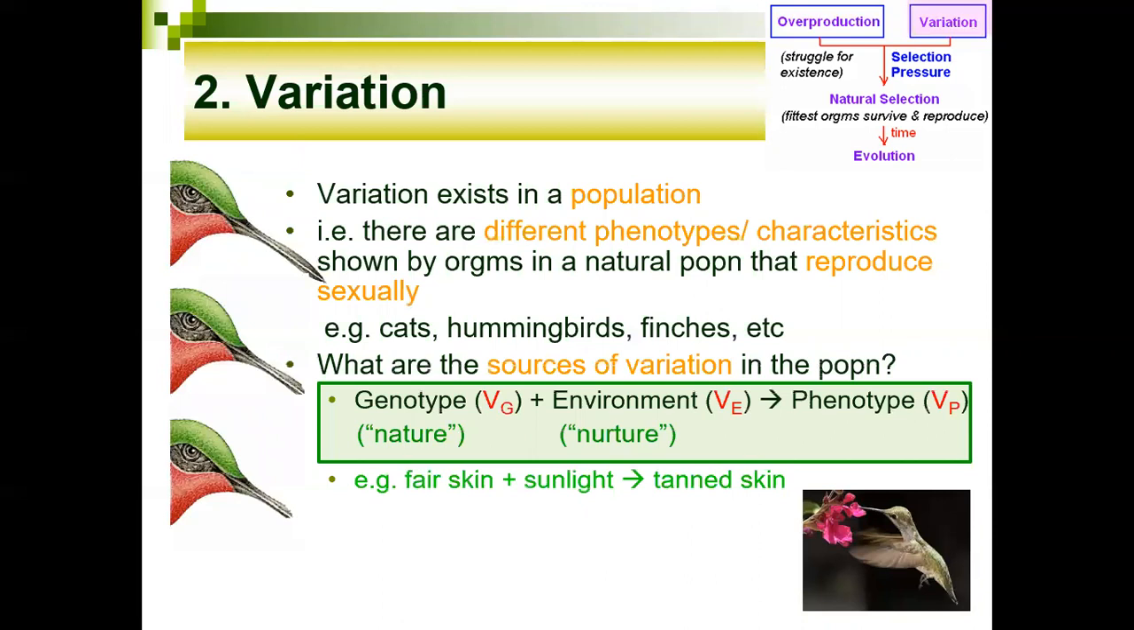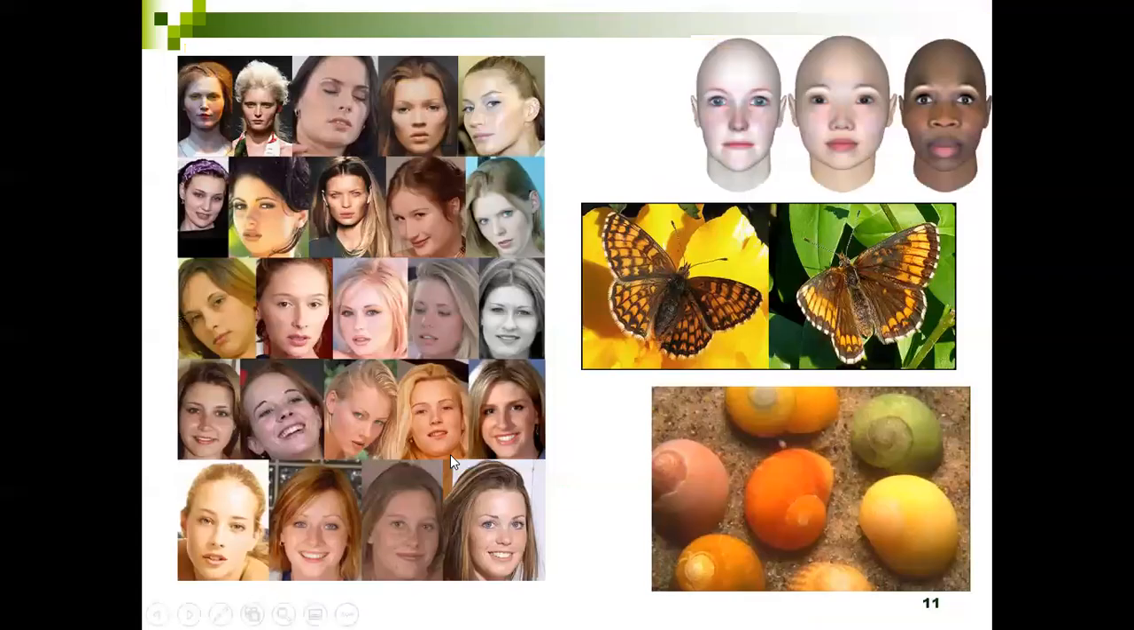So what are the sources of the variation? We know that the sources of variation come from variation in the genotype plus variation in environment. Variation in environment we already examined just now: food, sunlight, presence of lactose, and so on. Now we're going to look at variation among genotypes. Why are there differences? Like this, all different. Why different?